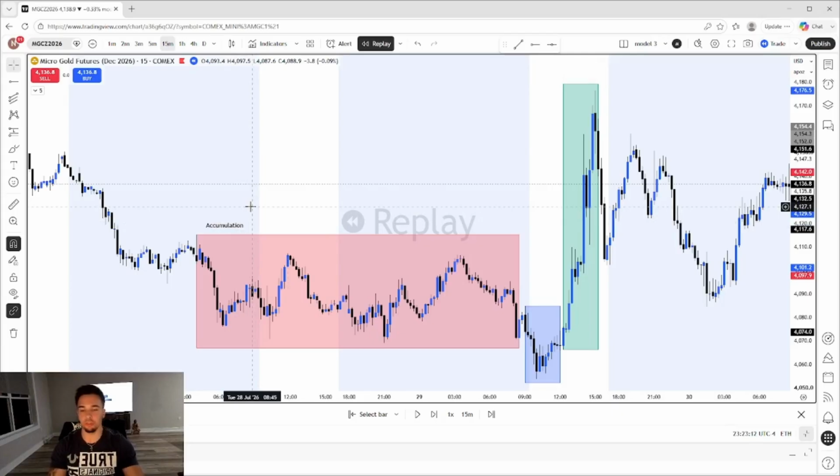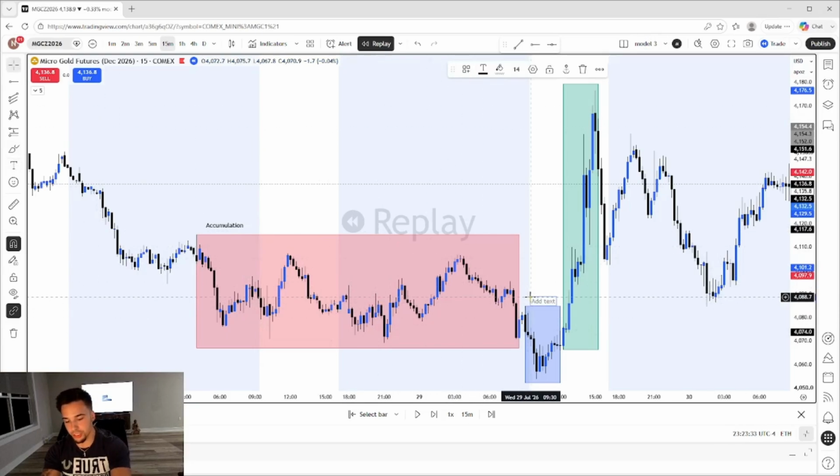And what do you notice about your accumulation zone? It is stuck in between this red rectangle, right? It's not making any lower lows below it. It's not making any higher highs above it. It's pretty much just stuck in this little range of price, right? What do you see next, right? You see phase two right here, which is your manipulation.